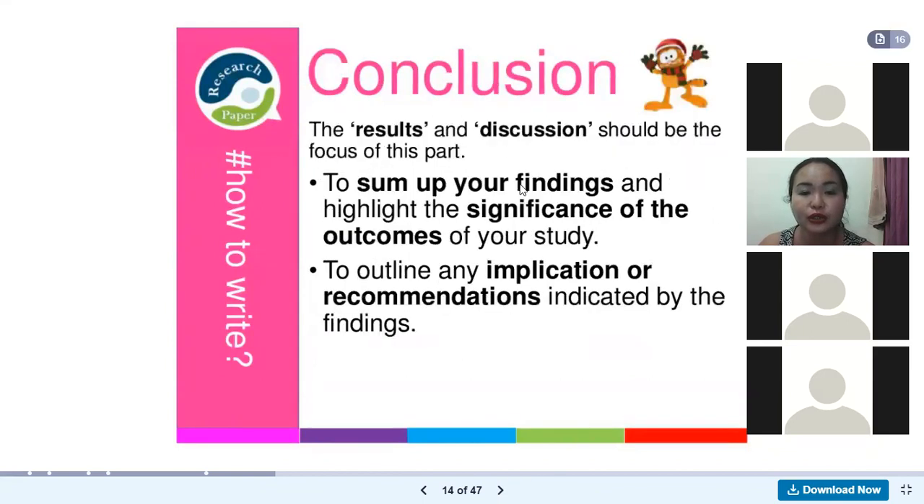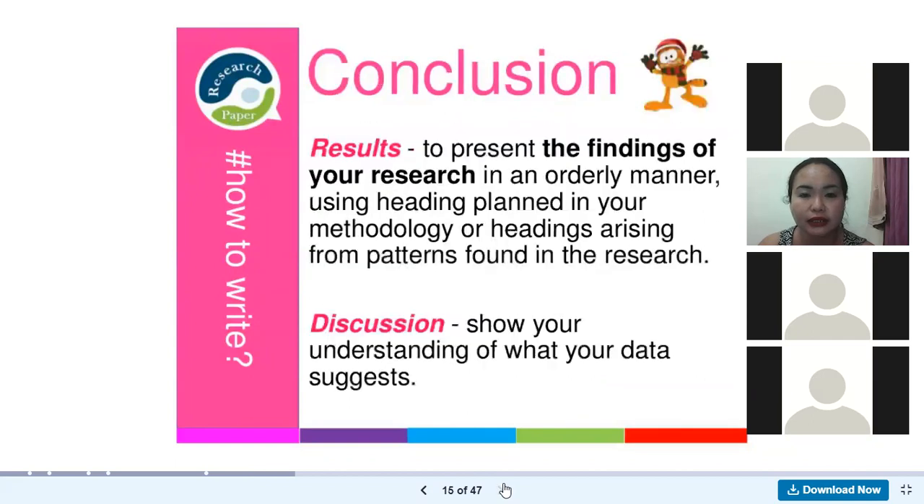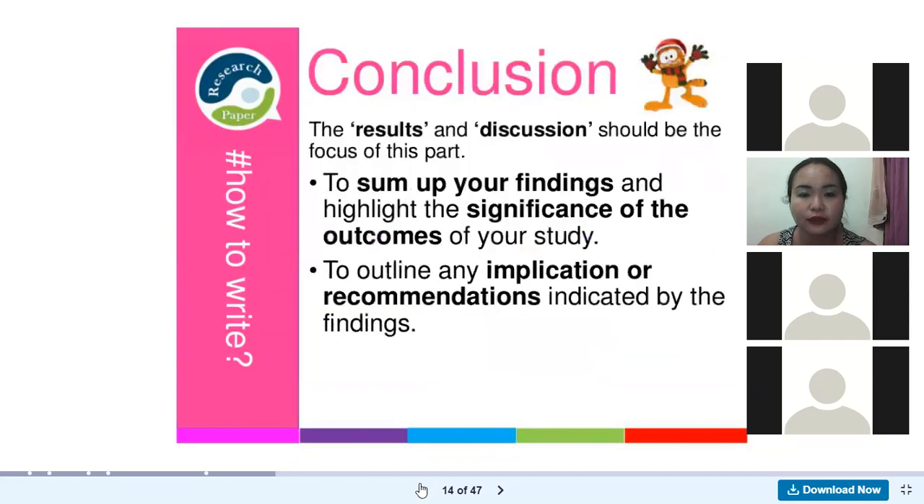And your conclusion. So after the results, and why the conclusion? It's only the methods, okay, let's just, okay. So for the conclusion, the results and discussion should be the focus of this part. This is to sum up your findings and highlight the significance of the outcomes of your study. And I know that's very understandable. And to outline any implication also or recommendation.